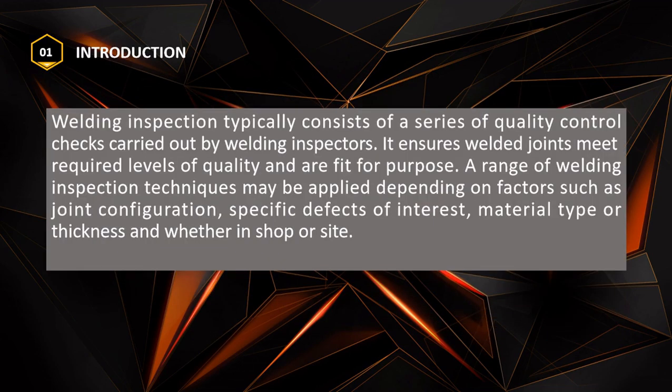Introduction. Welding inspection typically consists of a series of quality control checks carried out by welding inspectors. It ensures welded joints meet required levels of quality and are fit for purpose. A range of welding inspection techniques may be applied depending on factors such as joint configuration, specific defects of interest, material type, or thickness, and whether in shop or site.